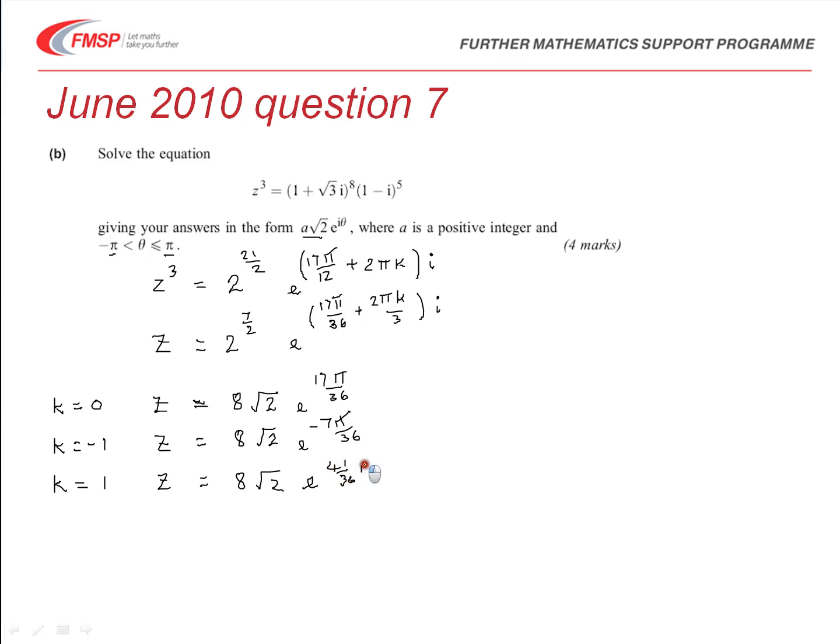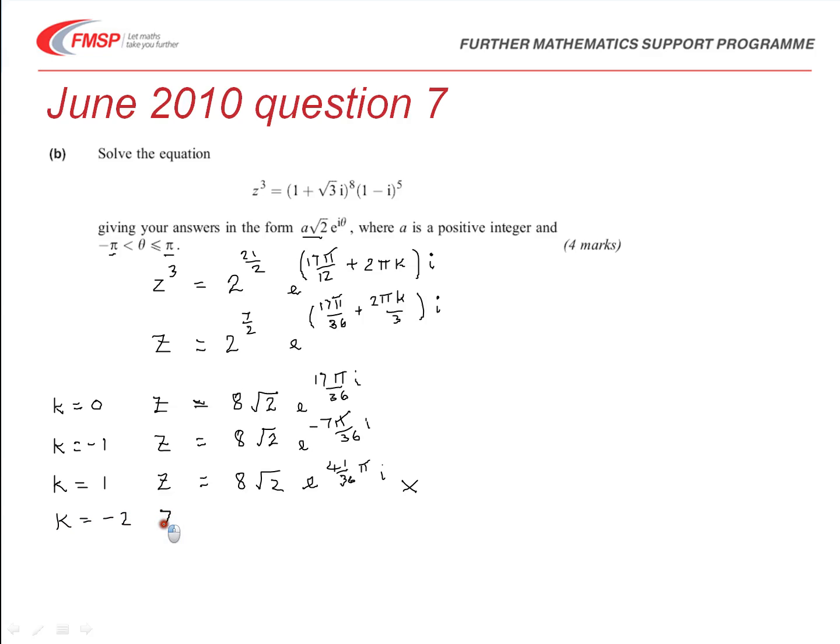Yeah, should have had an i on the end of each of those, shouldn't I? Apologies, but 41 over 36 of course is bigger than 1, so that one isn't in the right range. So in fact the other solution that we require is going to be when k is -2.